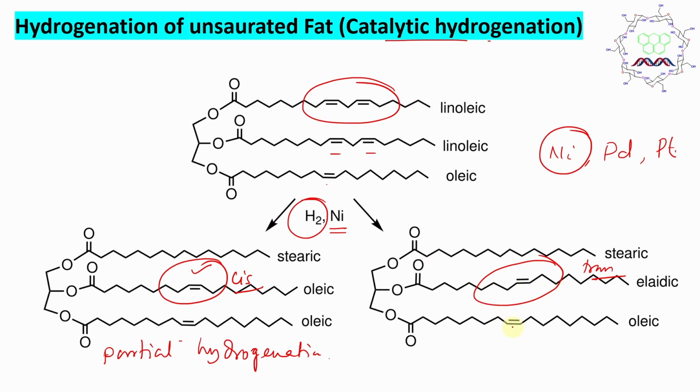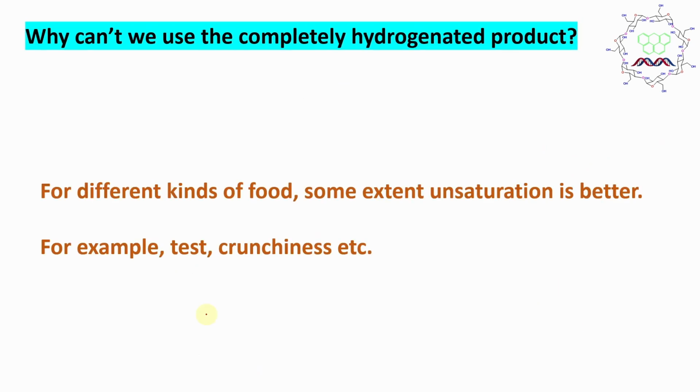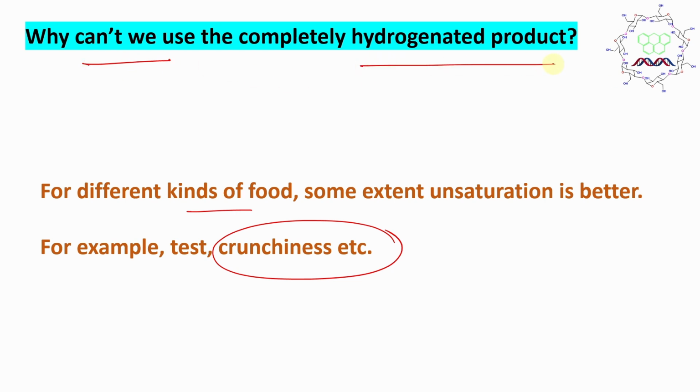Now you may ask one question: sir, can't we achieve complete hydrogenation? You take excess hydrogen and prolong the reaction time. Isn't it possible? Technically possible. You can have complete hydrogenation, but the problem will be that you may not have a particular taste for some kind of food, for example crunchiness, or some other behavior. That's why we don't use completely hydrogenated product. I guess everyone will agree that sometimes taste matters more than health. So that is the story here.